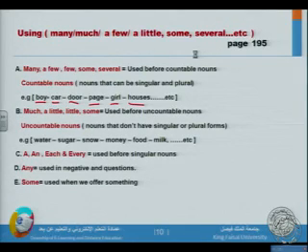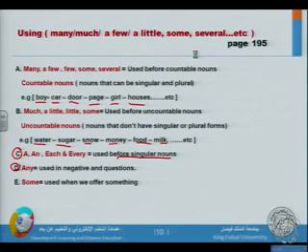Much, little, a little, some used before uncountable nouns. Uncountable nouns, nouns that do not have singular or plural. ما لها لا مفرد ولا جمع. Water, sugar, snow, money, food, milk. And each and every. هذه طبعا بدنا نذكركم فيها. هذول دائما used before singular noun. دائما، والآن each و every تستخدم قبل الأسماء المفردة.